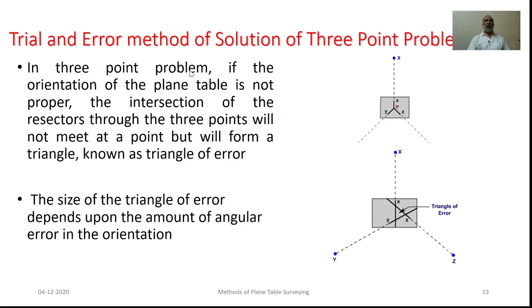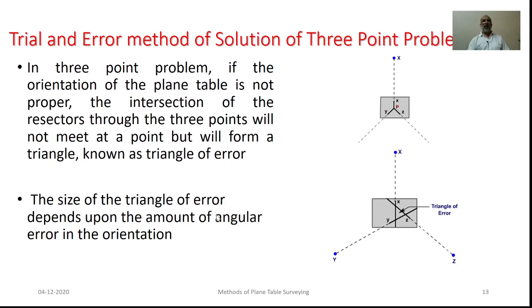So in the 3-point problem, if the orientation of the plane table is not proper, the intersection of the three resectors through the 3 points will not meet at a point, but will form a triangle known as the triangle of error. So the way we discussed on the earlier slide, we considered 3 stations, capital X, capital Y, capital Z. Having the orientation correct, the rays drawn towards them and their intersection give us the exact location. But if the orientation is not correct, these 3 rays will cause a triangle to form, which is called the triangle of error.